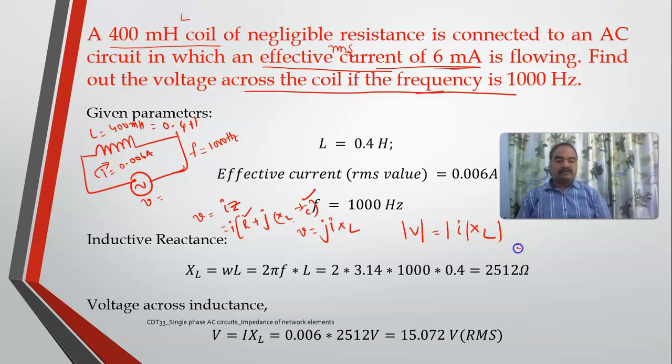All right. What is the magnitude of the current? It is 0.006. And what is XL? XL is omega L, right? XL is equal to omega L. Omega is 2 pi f, so 2 pi f L. You substitute, f is given as 1000 Hertz, L is given as 0.4. You are getting 2512. You substitute it, you will get 15.072, and this is the RMS value, not the maximum value.